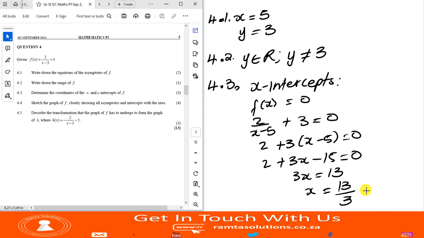This is roughly 4.33. But I'm not going to round it off, it's okay.